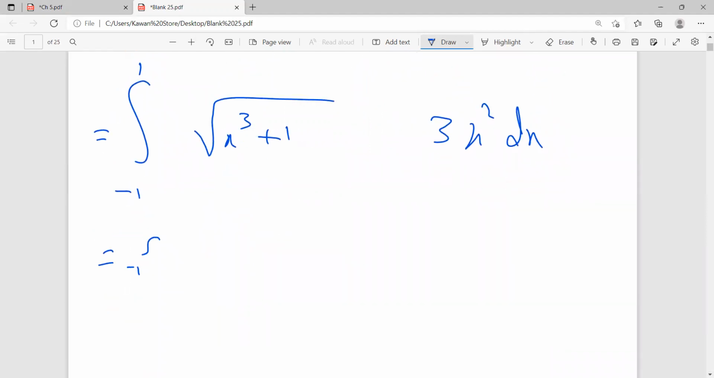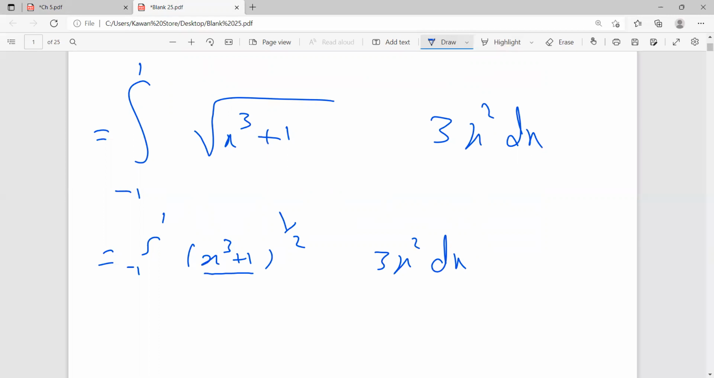It will be from -1 to 1 of x cubed plus 1 to the power 1/2, times 3x squared dx. You can see between this example and example 8, the previous one, there's no difference, just a plus or minus in the exponent. So what is the derivative of here? Because I have brackets, I told you if you have a parenthesis with an exponent, just think you have u maybe outside du.